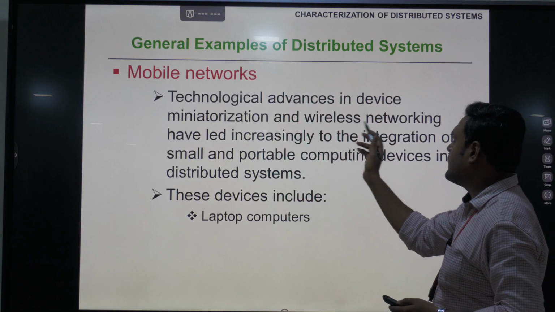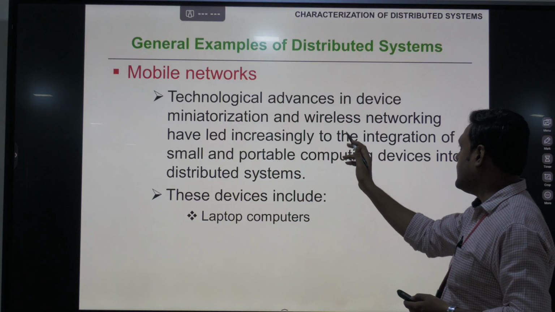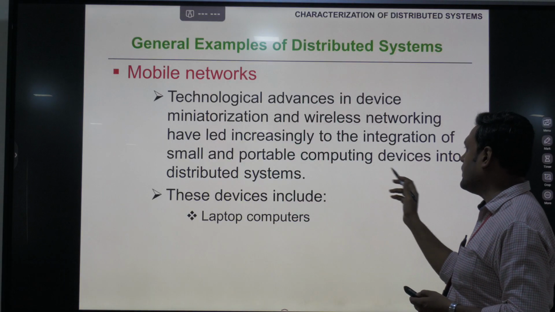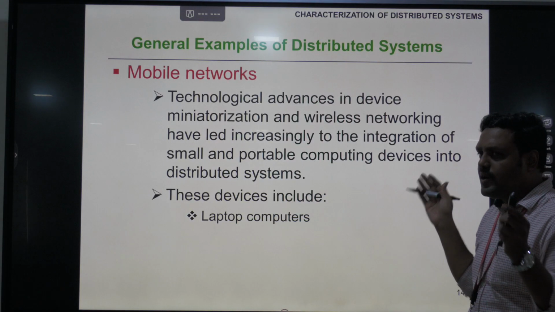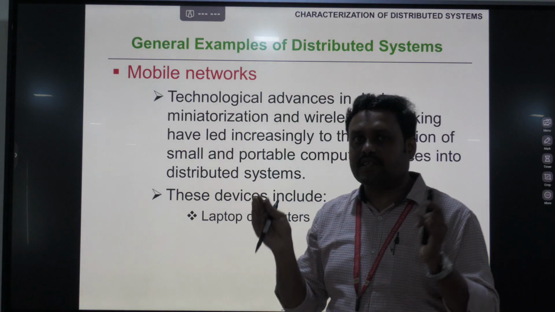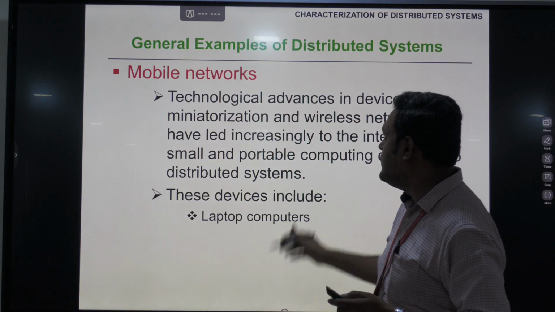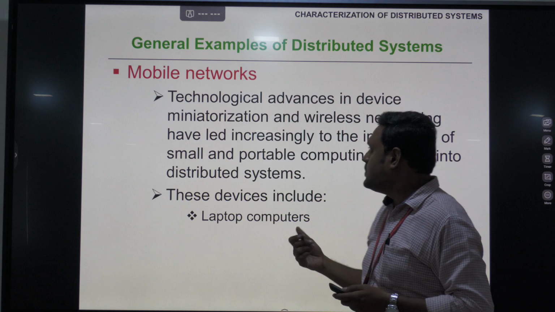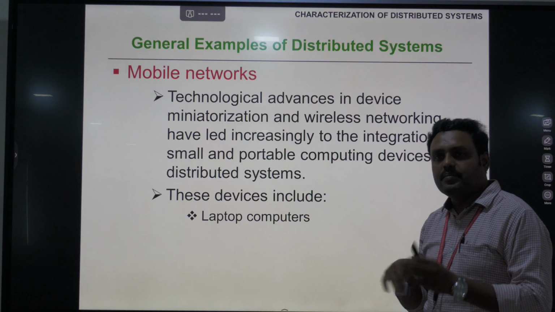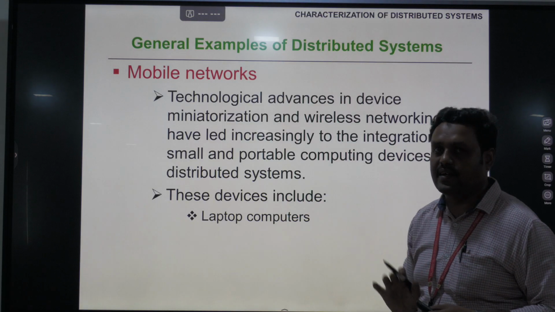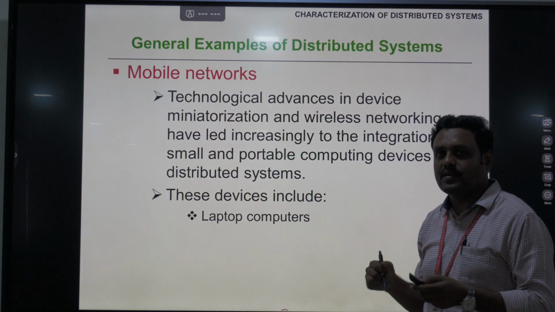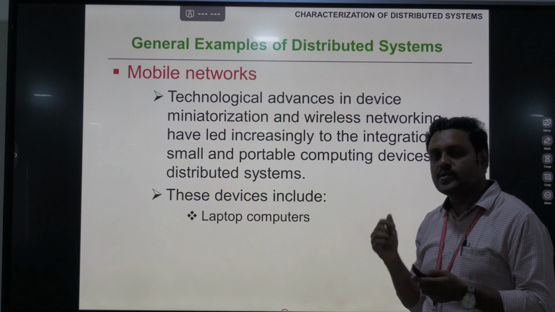Technological advances in device miniaturization and wireless networking have led increasingly to the integration of small and portable computing devices into distributed systems. So you all know, as the technology improves, all the devices are minimizing. It is reducing its size, isn't it? Like that the mobile devices have arisen. So with that technology, we are having devices in the distributed network as handheld devices. So let us see what are the devices which we carry with our hands, which easily connect with the networks and which are very small.